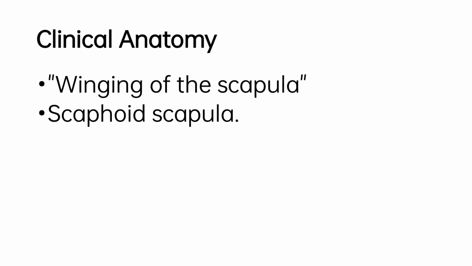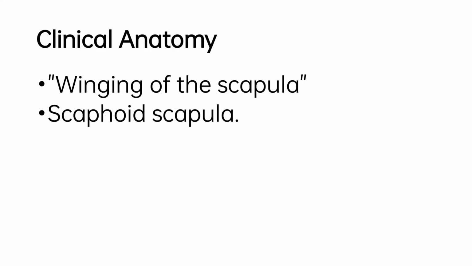Now clinical anatomy. Paralysis of serratus anterior. What is winging of scapula? When there is paralysis of serratus anterior, that causes the winging of scapula. The medial border of the bone becomes unduly prominent and the arm cannot be abducted beyond 90 degrees. As you can see in this diagram, this is the medial border. This is winging of scapula.